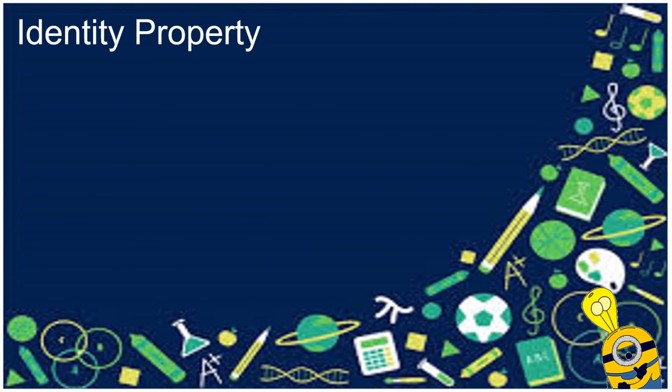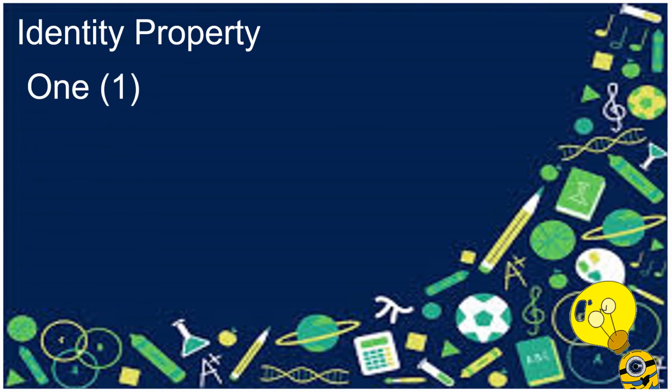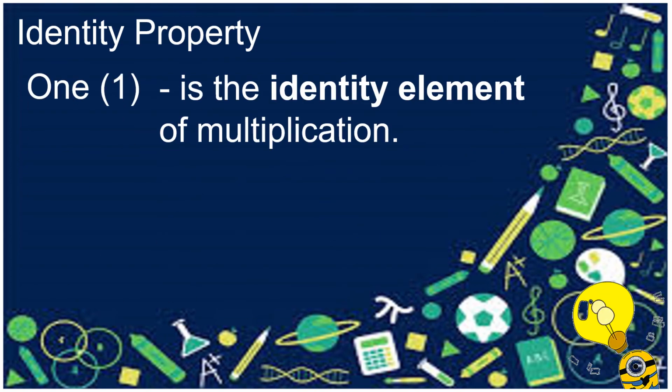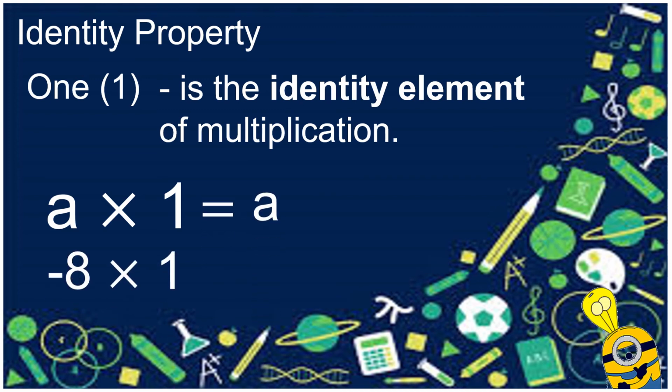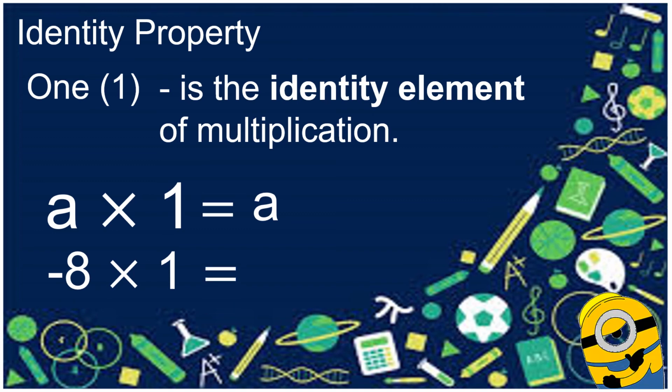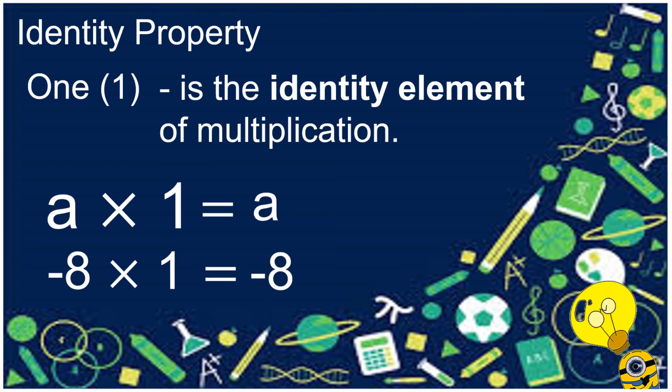Now let us have another one. What is the identity element for multiplication? Yes, it is 1. So 1 is the identity element of multiplication. So supposing we have a times 1, it is equal to what? Correct, it is equal to a. And what is negative 8 times 1? Correct, it is equal to negative 8. So therefore, 1 is the identity element of multiplication because any number multiplied to 1, it is equal to itself.